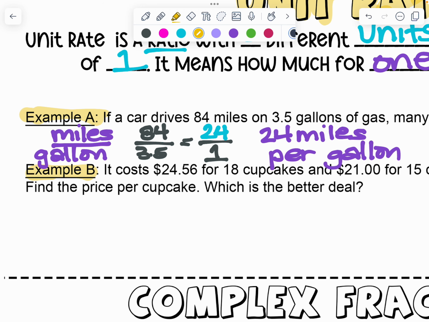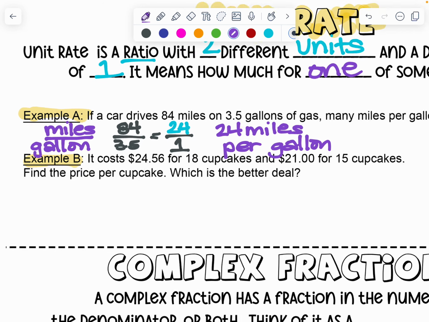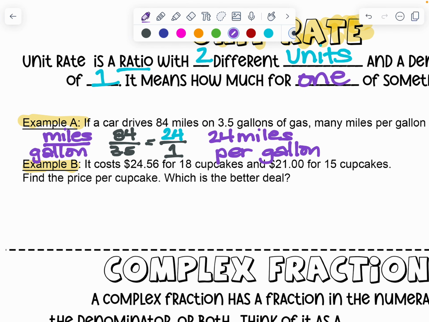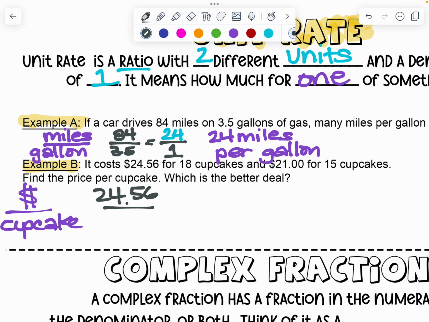All right, so let's look at example B. Example B says it costs $24.56 for 18 cupcakes and $21 for 15 cupcakes. We want to find the price per cupcake and then figure out which one is the better deal. So I'm comparing money to how much it costs for a cupcake. I'm going to set up 2 different fractions this time. The first one is $24.56 for 18 cupcakes. The other one is $21 for 15 cupcakes.